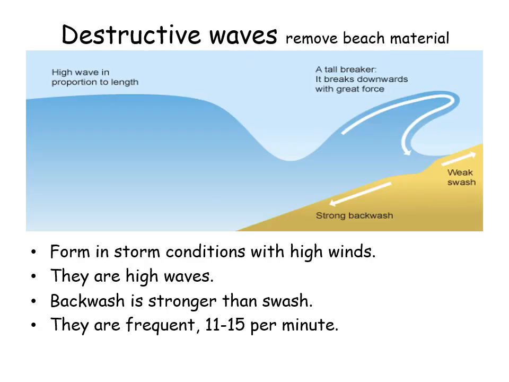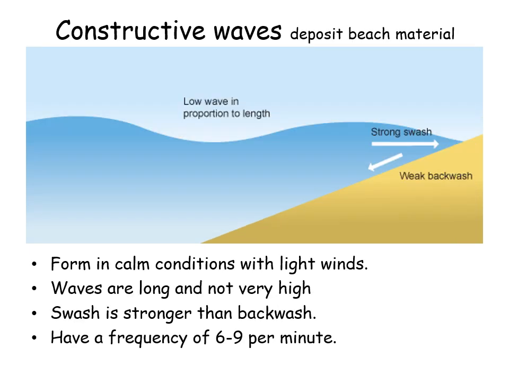Okay, let's go through these answers. So destructive waves tend to be forming in very big windy conditions. They make very high waves. The backwash is stronger than the swash, and there tends to be quite a lot of them. And all of those are moving material from the beach.